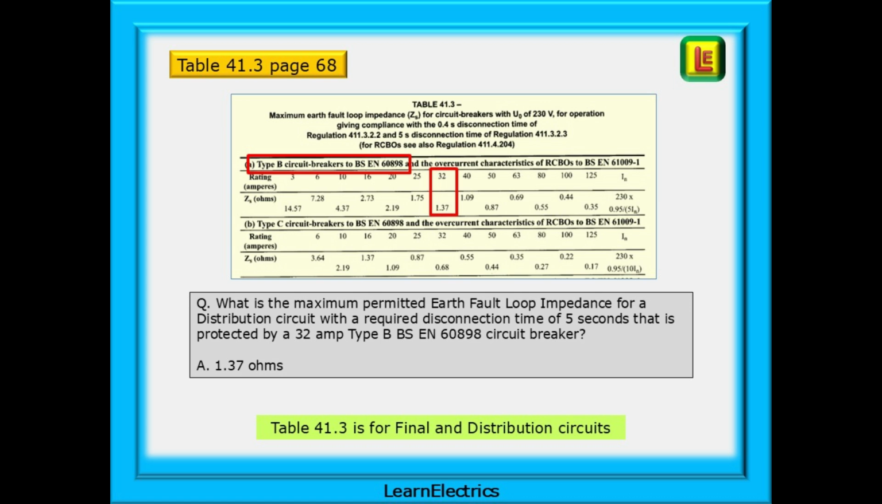Look at this typical exam question. What is the maximum permitted earth fault loop impedance for a distribution circuit with a required disconnection time of 5 seconds that is protected by a 32 amp Type B BS7671 circuit breaker? Find Type B, find 32 amp and read off the maximum Zs of 1.37 ohms.